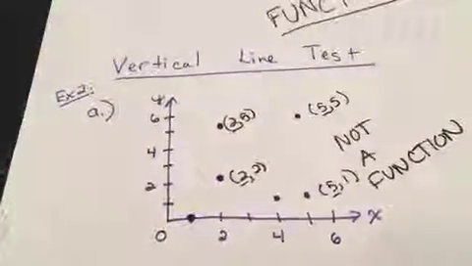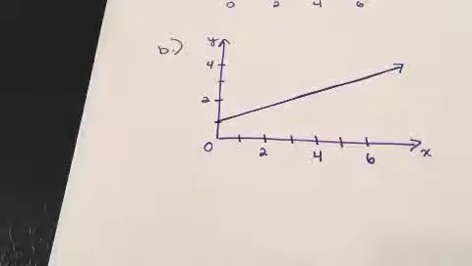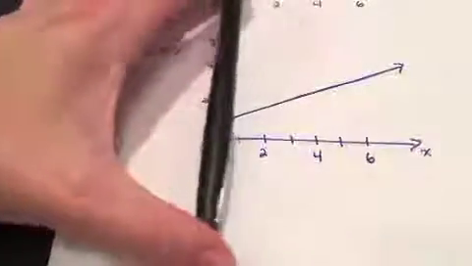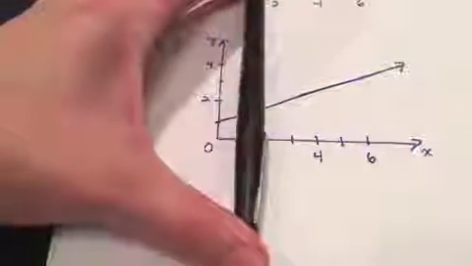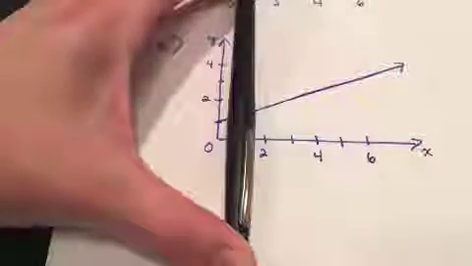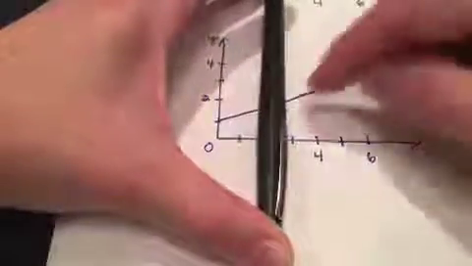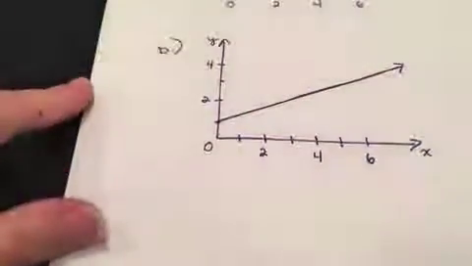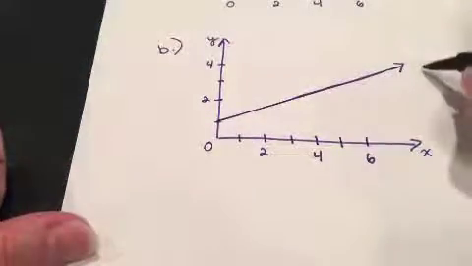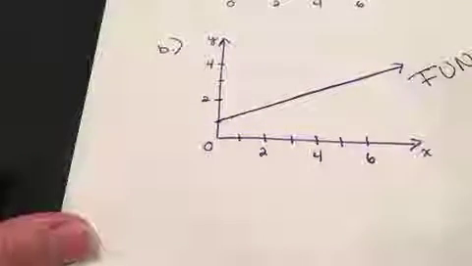Now if we go to letter B and we do the same process where we create a vertical line, I like to just use my pencil and run it across. Does this graph hit this vertical line in more than one spot every time? Here, it only hits this graph once in that spot, once in this spot, once in this spot, once in this spot. Therefore, this passes the vertical line test, and this is a function.